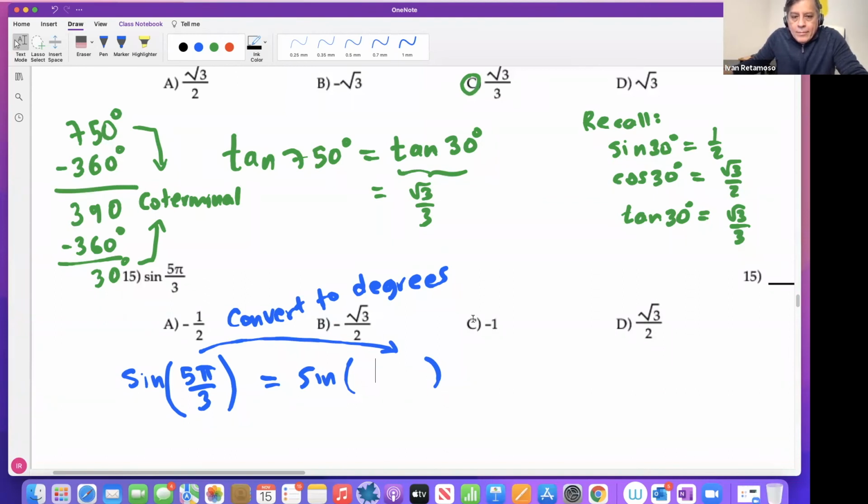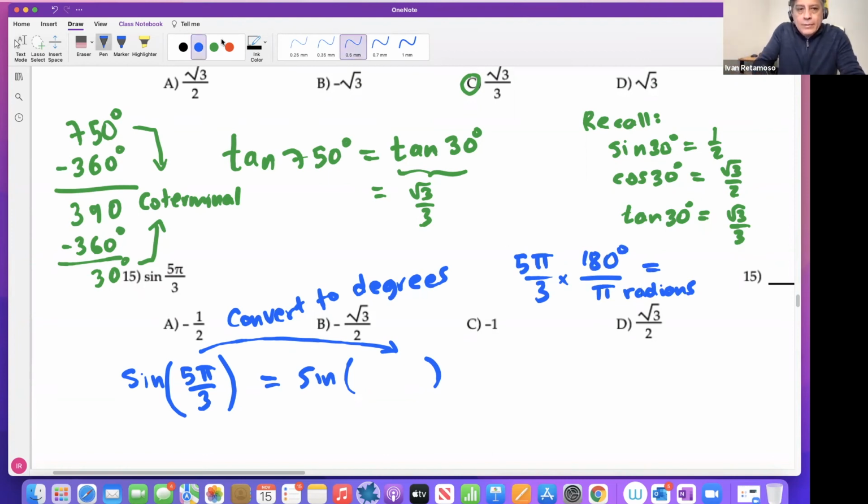Yeah, remember to convert, you just have to multiply this angle, which is in radians, by this factor: 180 degrees over pi radians. This is how you convert. And once you do this, get the angle and then work with this angle in degrees, and try to figure it out.